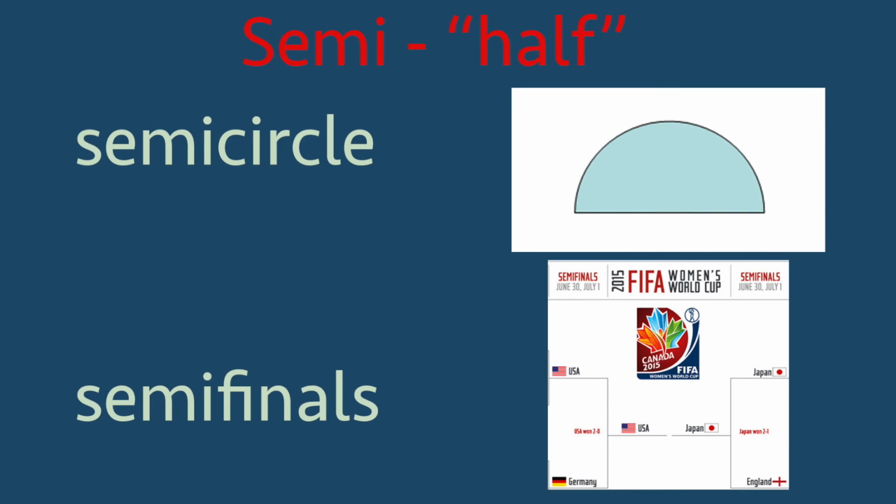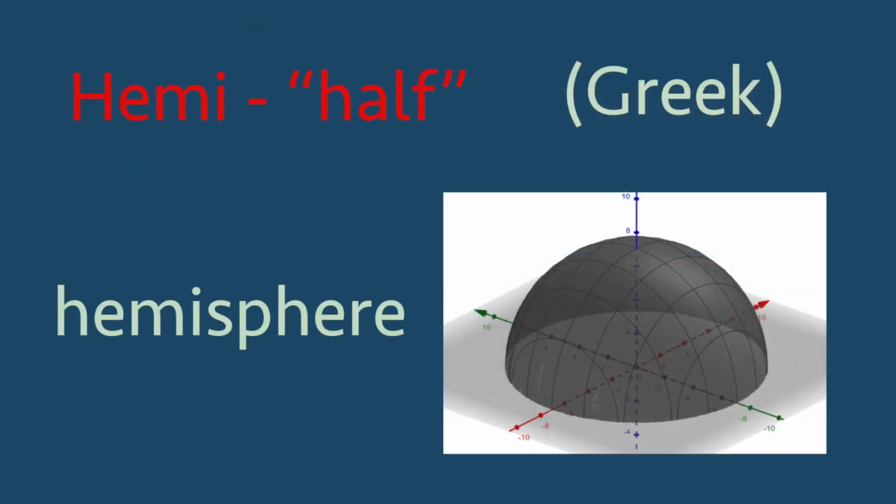A semicircle is half of a circle, and a semifinal is one of 2 games before the finals. Semi also comes from Latin, but there is a different prefix for half that comes from Greek, hemi. We see this prefix in the word hemisphere, which means half of a sphere.